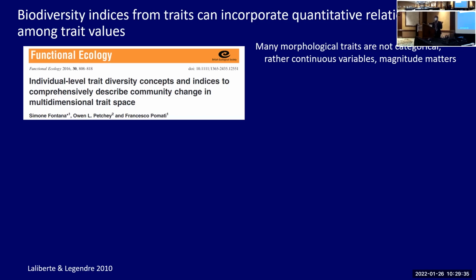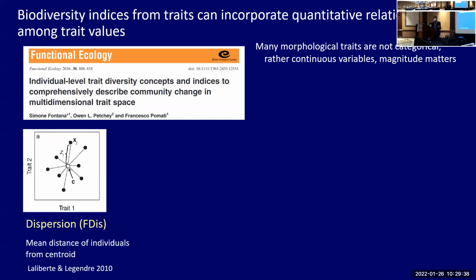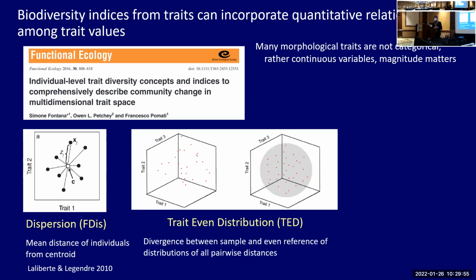So this isn't a new idea, but Fontana et al. did some work to recommend a series of diversity metrics that incorporate the full distribution in n-dimensional trait space. The overall dispersion, which is just the mean distance of individuals from the centroid of all those measured in the sample. They proposed a new evenness metric that's based on the divergence between two distributions, where those distributions are based on the sum of all the pairwise distances among individuals in the sample, compared to individuals in the same size reference distribution, where they're evenly distributed in trait space.